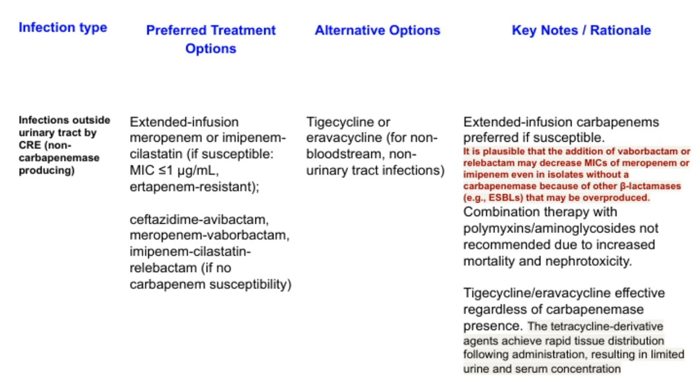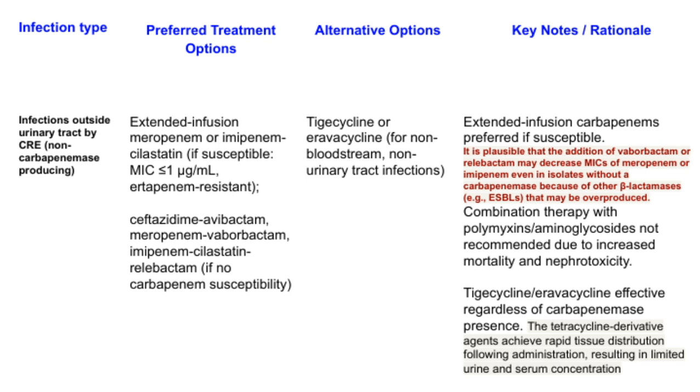However, if the bacteria are resistant to ertapenem, or if there's no susceptibility to carbapenems, then we consider alternative options such as ceftazidime-avibactam, meropenem-vaborbactam, or imipenem-cilastatin-relebactam. These agents are designed to target resistant bacteria more effectively. For infections where these options aren't suitable, tigecycline or eravacycline can be used, especially for non-bloodstream and non-urinary tract infections.